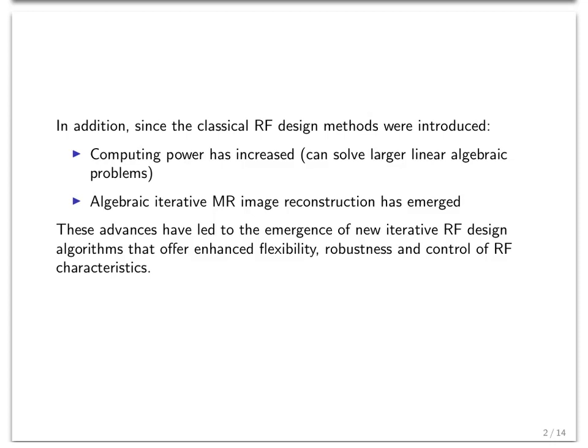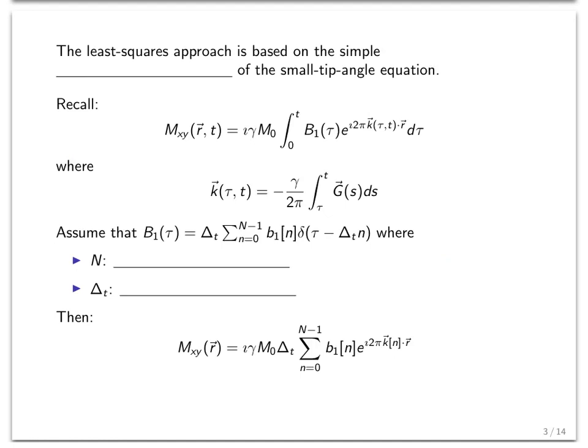Okay, so these advances have led to the emergence of some new ideas for RF pulse design based on iterative or least squares formulations that can offer enhanced flexibility, robustness, and control of the RF characteristics. Okay, so let's jump right into it and actually derive a least squares approach for RF pulse design. The least squares approach that we're going to take here is based on a simple discretization of the continuous small tip angle equation.